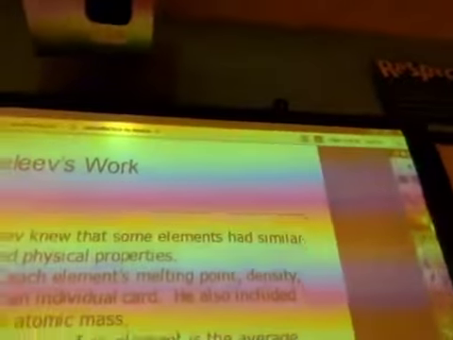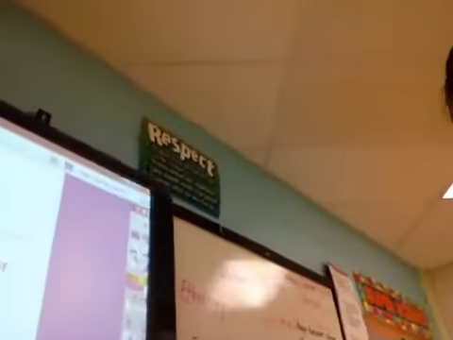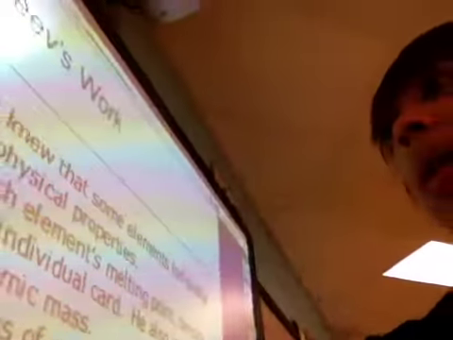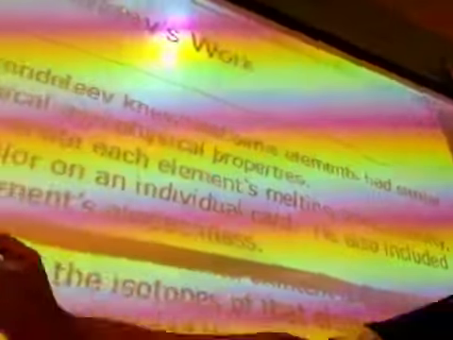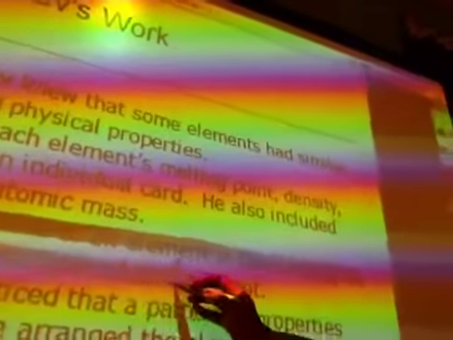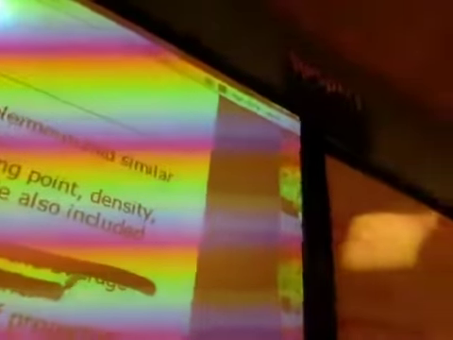So Mendeleev knew that some elements had similar chemical and physical properties. So he wrote each element's melting point, density, and color on an individual card. He also included the element's atomic mass. Now, the atomic mass of an element is the average mass of all the isotopes of that element.